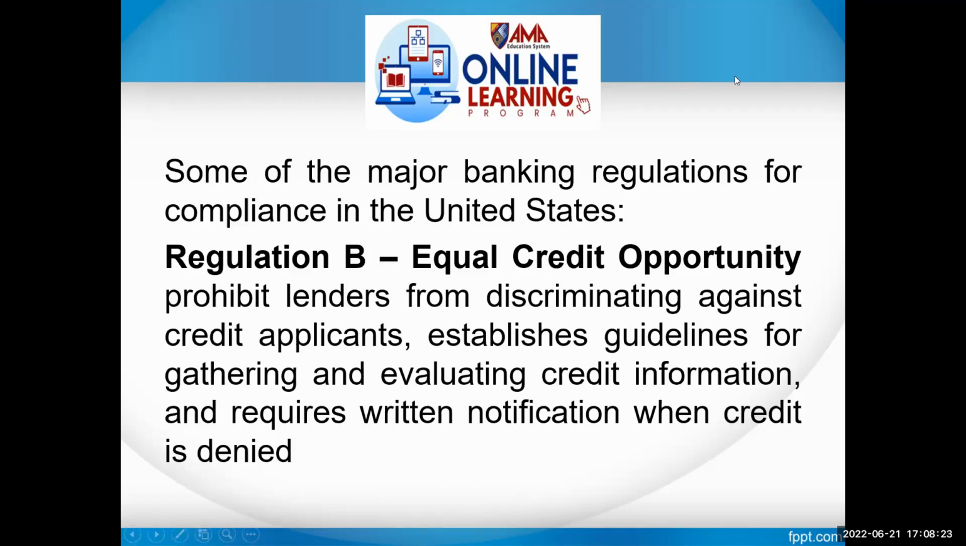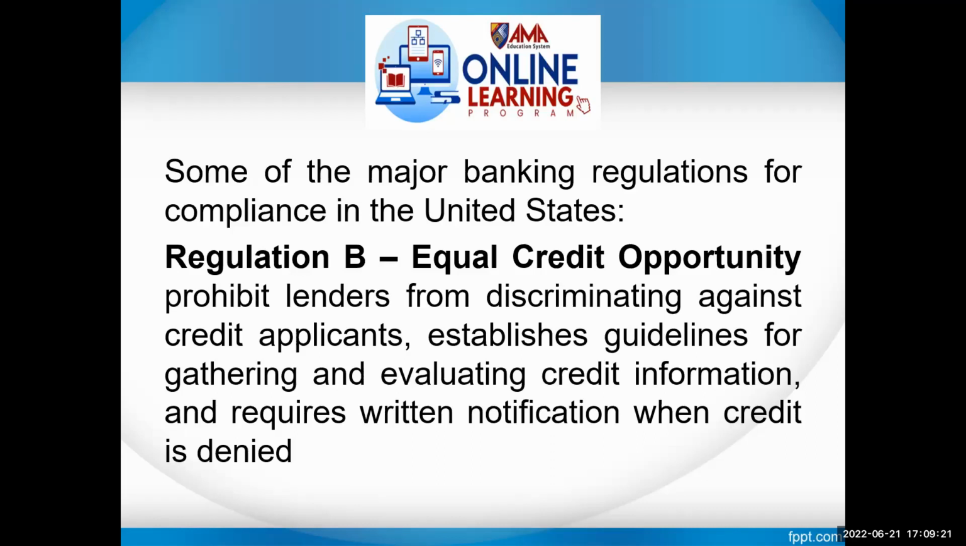Let's start. So, some of the major banking regulations that are being used for compliance in the United States are the following. Actually, class, there are many regulations, but we're just going to elaborate on those with primary importance. So what are those major banking regulations? First is Regulation B, also known as Equal Credit Opportunity. This regulation prohibits lenders from discriminating against credit applicants, establishes guidelines for gathering and evaluating credit information, and requires written notification when credit is denied.